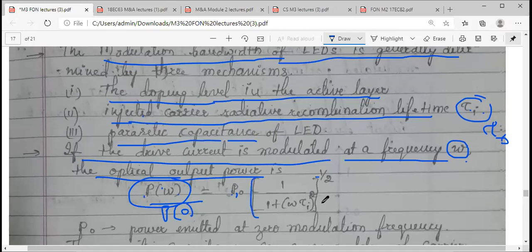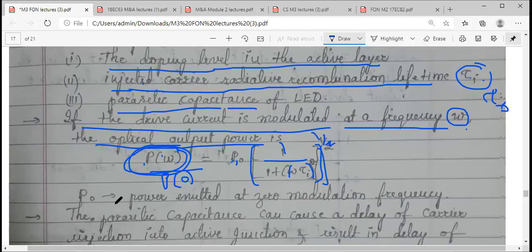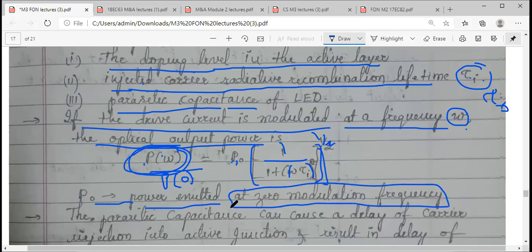If the drive current is modulated at a frequency W, that is, your modulation frequency omega or W, then the output power is given by this ratio. This is the formula for getting the output power. The optical output power P of W is equal to P naught into bracket 1 by 1 plus W tau I square, raised to 1 by 2. So this is the formula. You can see what this P naught is. P naught is the power emitted at zero modulation frequency. Zero modulation frequency means you can assume it as a DC signal.